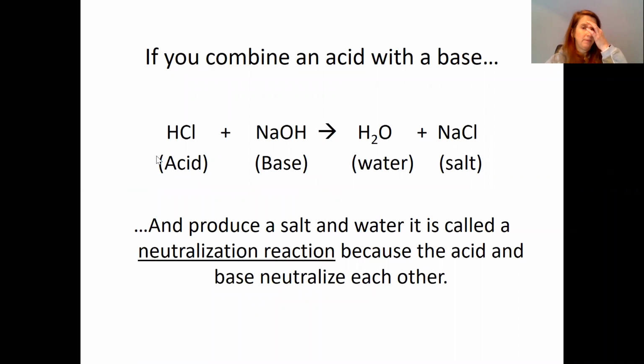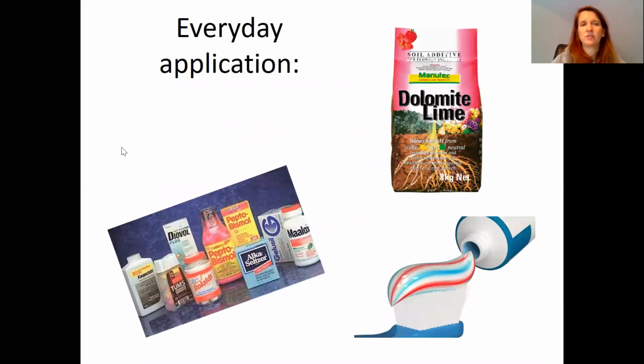So things to remember: the acid and the base, if you're reacting, acid has a hydrogen in the front, base in these cases for neutralization reactions are going to have a hydroxide ion. It's going to make salt and water. So neutralization reactions pop up in everyday life.